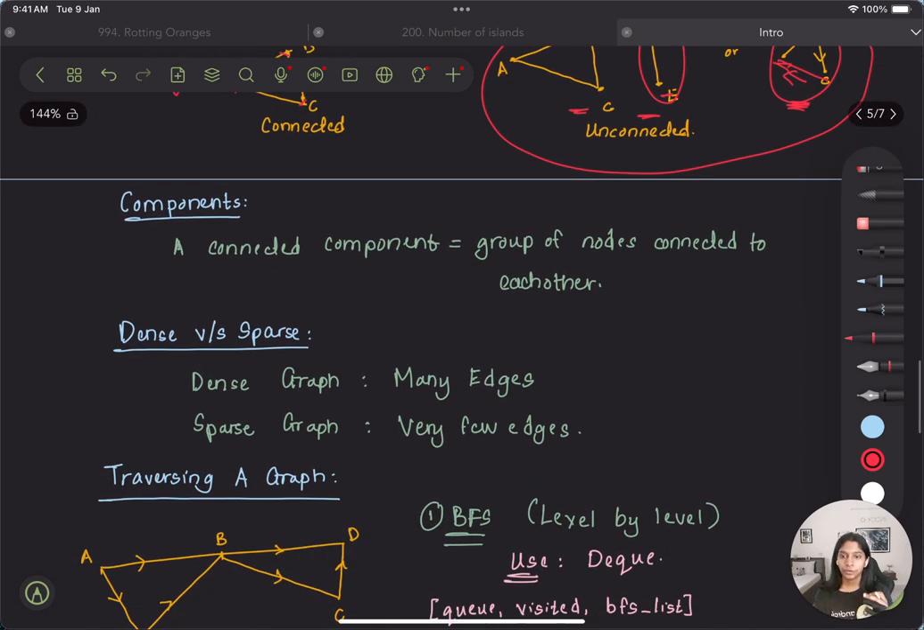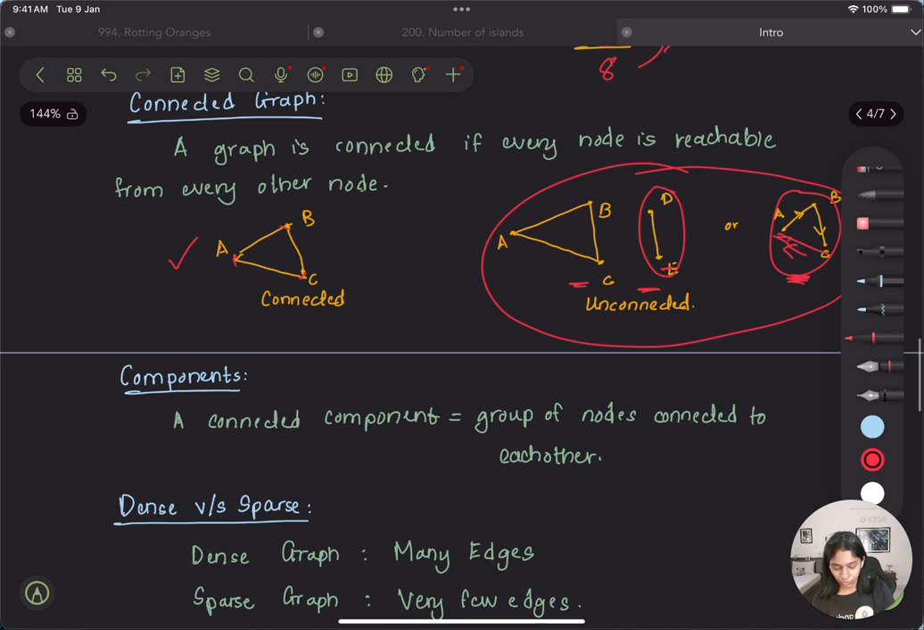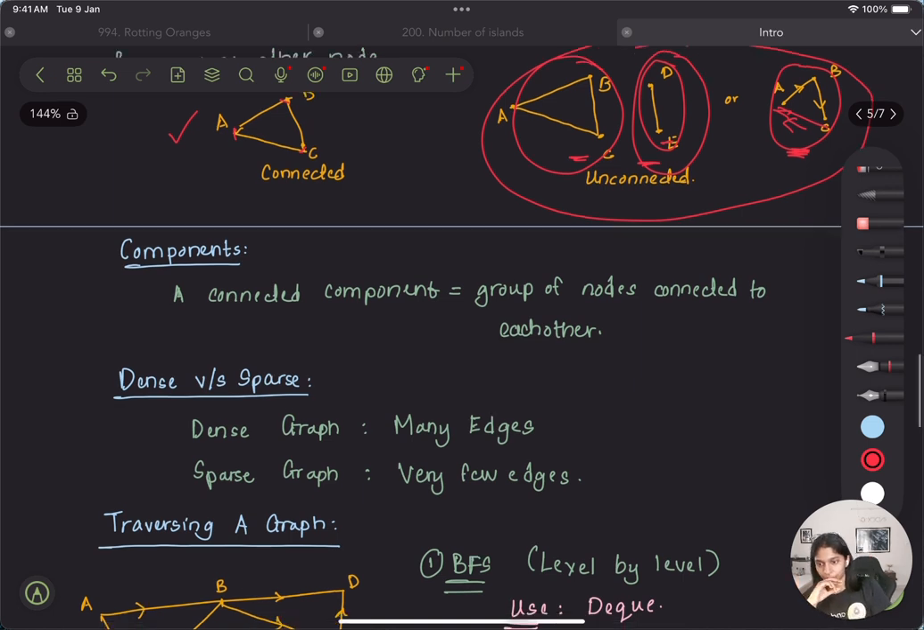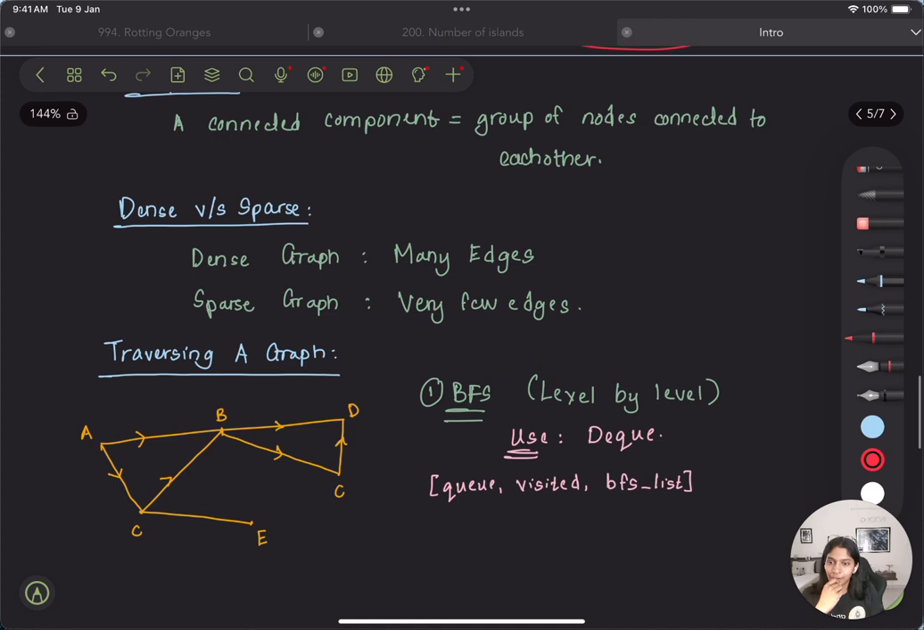All right, so connected components. A connected component is basically a group of nodes which are connected to each other. In this example, this is one connected component, and this is another connected component. There is no connection between them, so they're two different components. Now the terms dense and sparse, as the name suggests: a dense graph is one that has multiple edges in it, and a sparse graph is very simple and has relatively few edges.